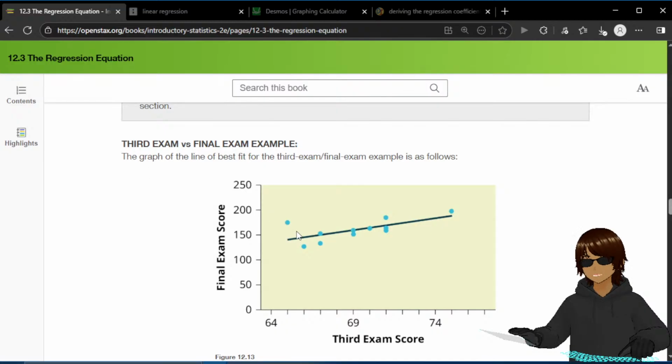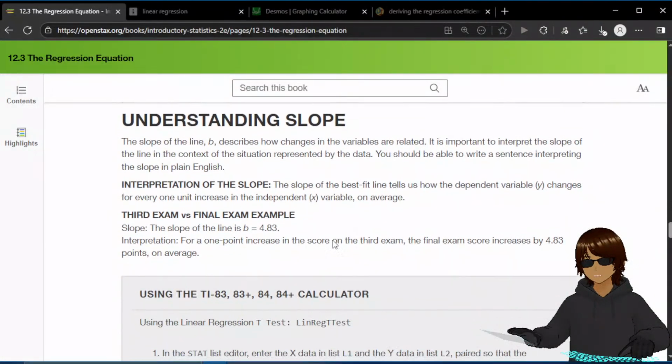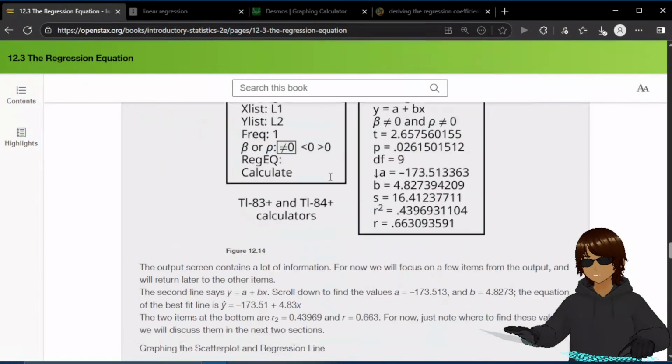Third exam versus final exam example. The slope of the best fit line tells us how the dependent variable changes for every 1 unit increase in the independent variable on average.